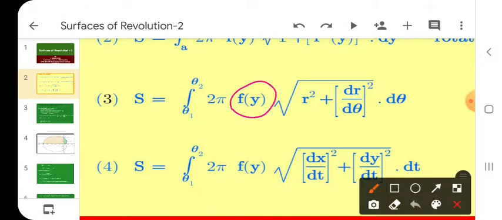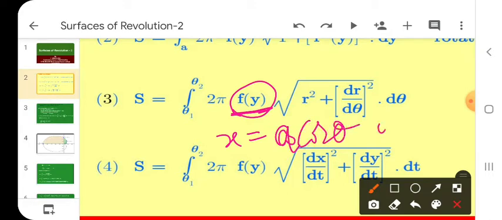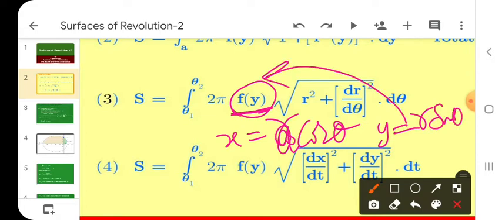Then what is f of y? If the given equation is in polar form, we have only r comma theta terms. But here we have to write the f of y value. What is f of y? In polar form, what are the coordinate values? x equals r cos theta, y equals r sin theta. Here we write this as the f of y value.